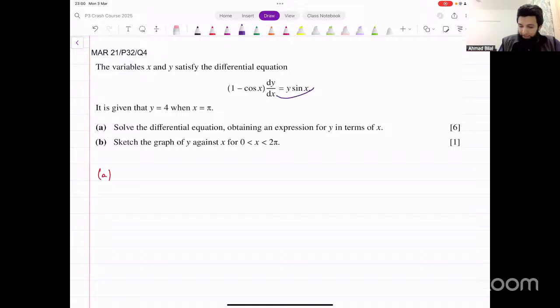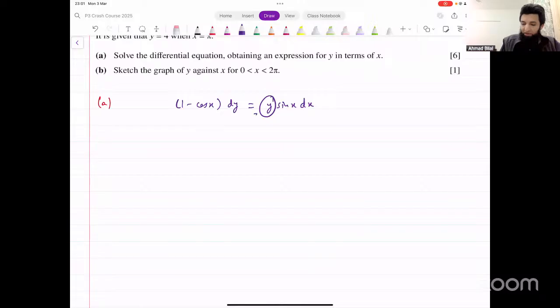First, take dx to the other side. And that will make it easier for you to think of what to do in the next step. You have (1 minus cos x) dy. Just take dx to the other side first. And that gives you y sine x dx. Now what you want is you have dy on the left side and you have dx on the right side. You want all the y terms on the left side, all the x terms on the right side.